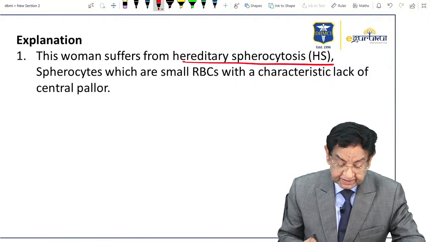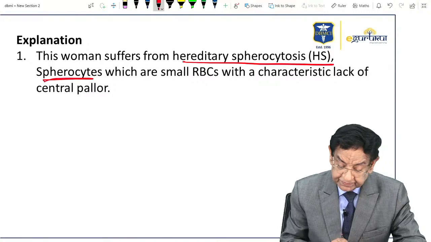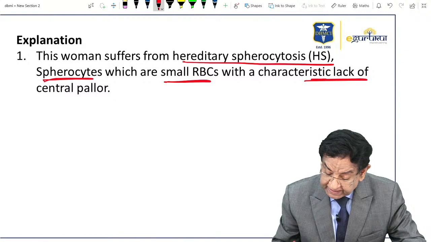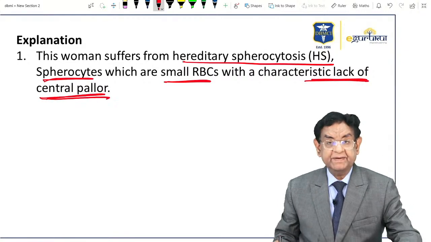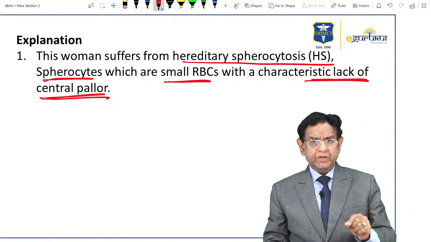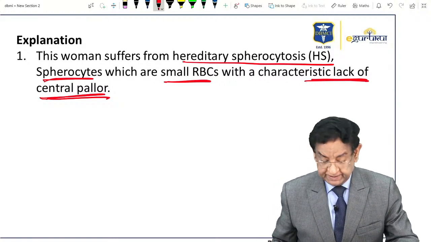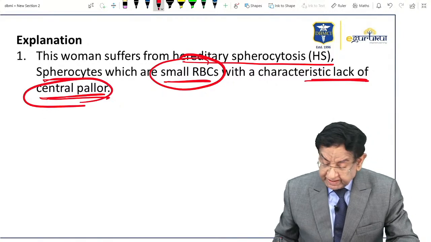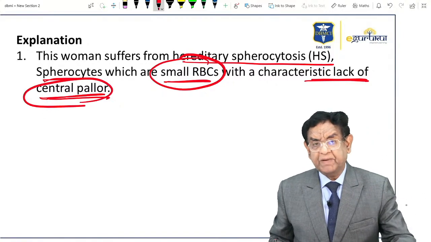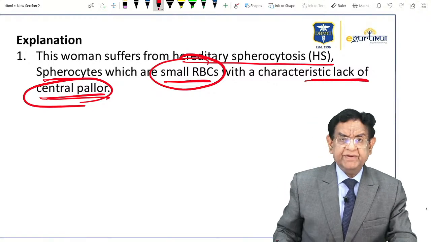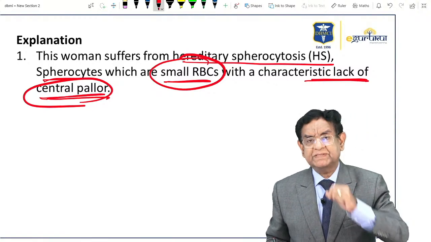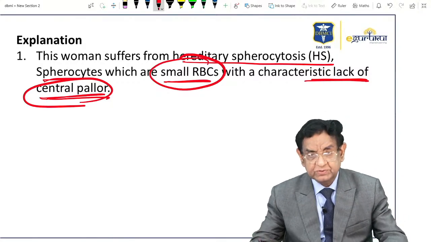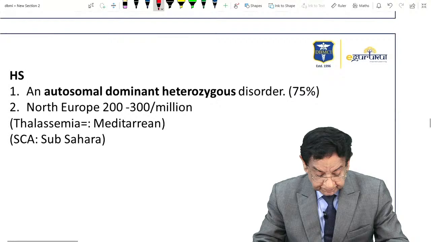How can you say? Spherocytes are there, small RBCs, and they lack the central pallor. This is a beautiful description of the spherocyte: small RBCs without any central pallor. In iron deficiency anemia also we have a small RBC size, but they have a central pallor. So this is the case of spherocyte.